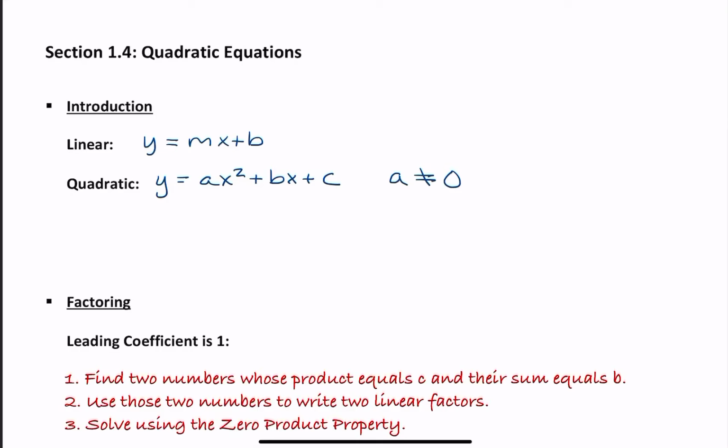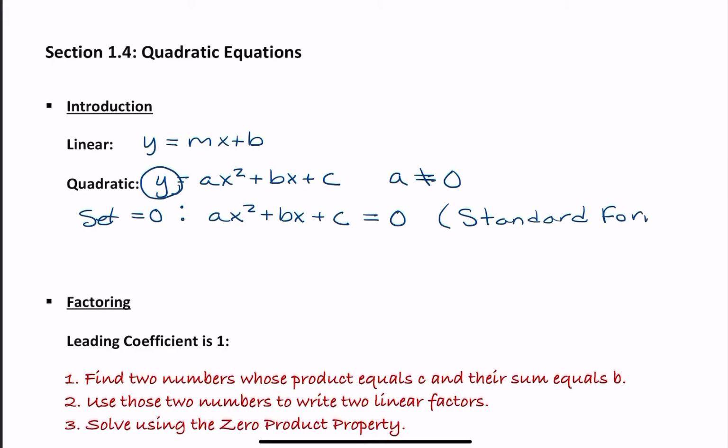And what we're going to do with these is we're going to solve them just like we did linear equations. There's a couple different methods, but when you're asked to solve a quadratic, you always want to have it set equal to 0. So ax squared plus bx plus c needs to equal 0, which basically means your y is equal to 0. This is called standard form for a quadratic. And again, if you're going to solve a quadratic, you want to put it in standard form, and then you can use multiple different methods to figure out what x is.